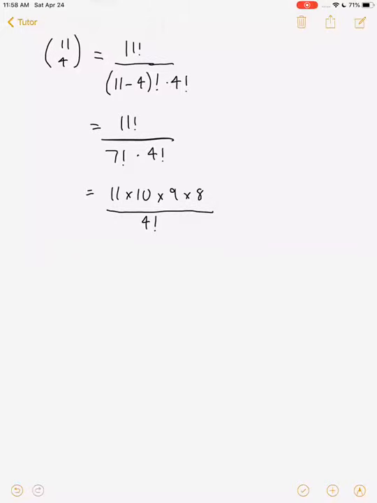Because before, when you didn't know the equation, if I told you to form a committee of 4 people from a group of 11 people, you would have told me 11 times 10 times 9 times 8 for choosing the 4 people. And then we would have divided by 4 factorial, right? We divided by 4 factorial to account for the different orders we could put them in.